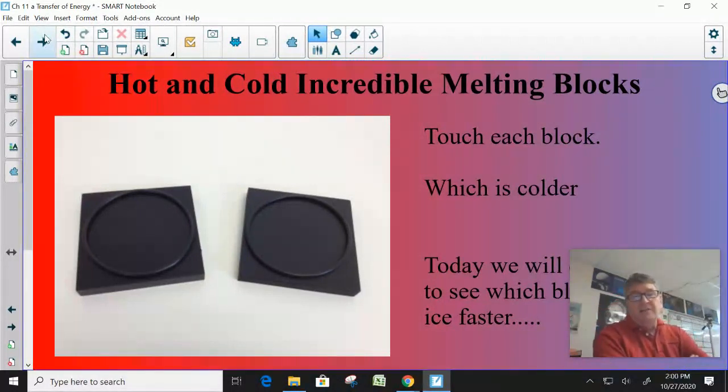So let me start by, this is normally what I do, I do an activity, and because half of us are home, it really won't work that well anyway, but it's kind of a trick question. I hand you two blocks that look identical. One is metal and one is plastic, but they look the same. They have the same shape.